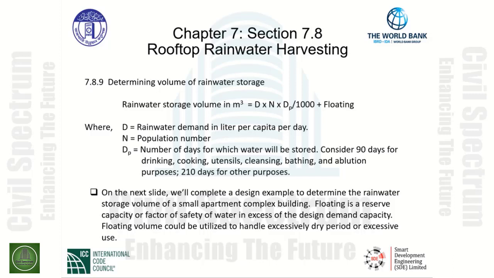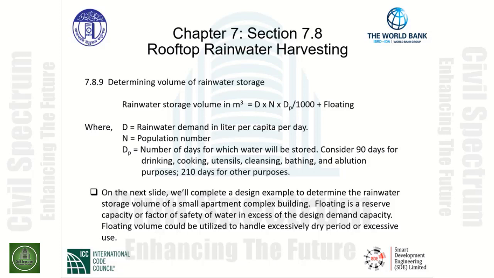On the next slide, we'll complete a design example to determine the rainwater storage volume of a small apartment complex building. Floating is a reserve capacity or factor of safety of water in excess of the design demand capacity.